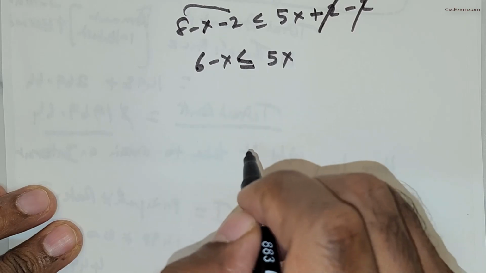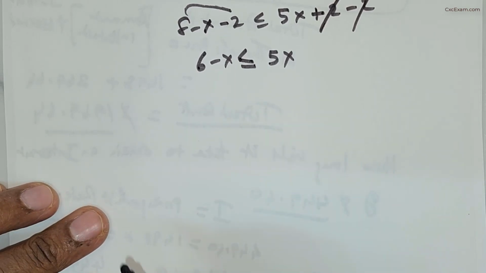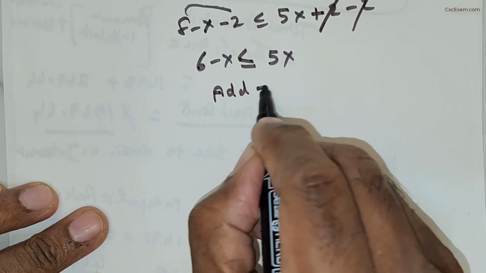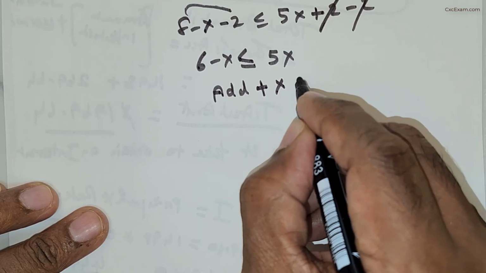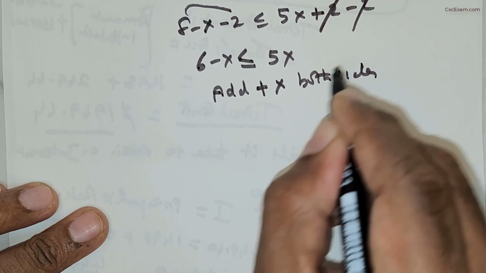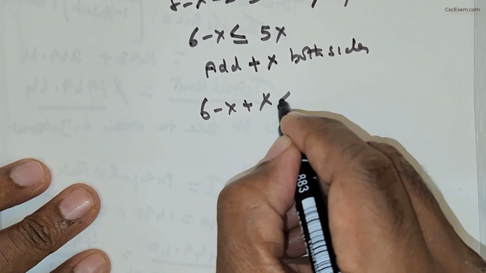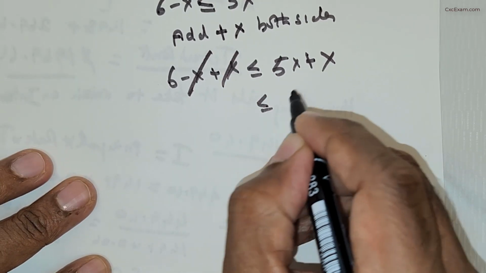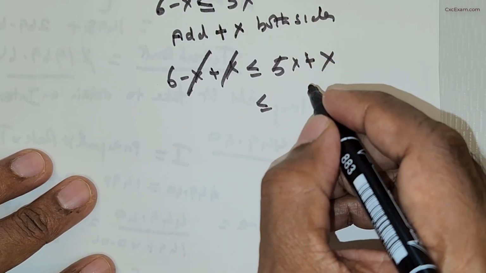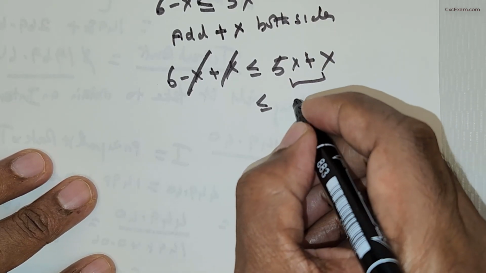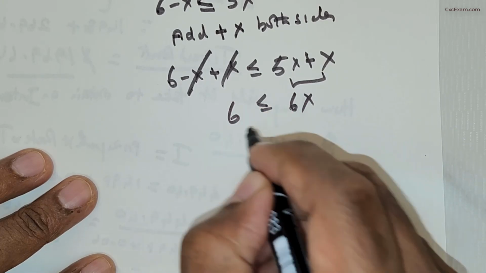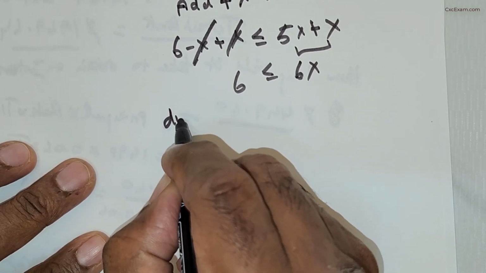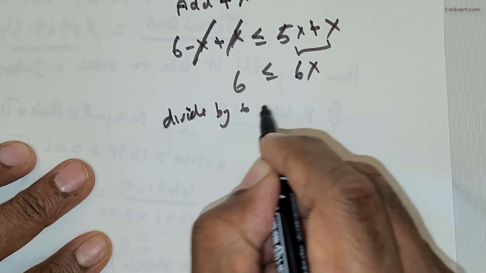Now I have to get rid of this negative x. So for that I would have to add positive x to both sides. So it's going to be 6 negative x positive x less than or equal to 5x positive x. So negative x positive x goes off. As I mentioned to you, I want to have x on the right side. So 5x added with x will give me 6x, and I have 6 on the left side and 6x on the right hand side. Now you divide by 6 on both sides.